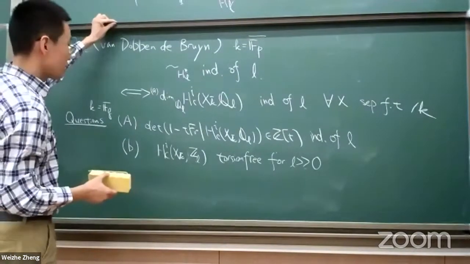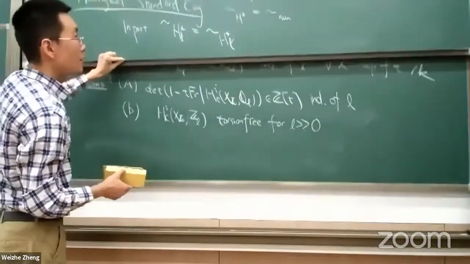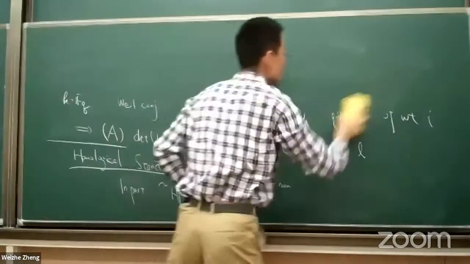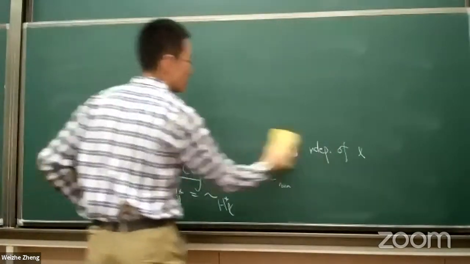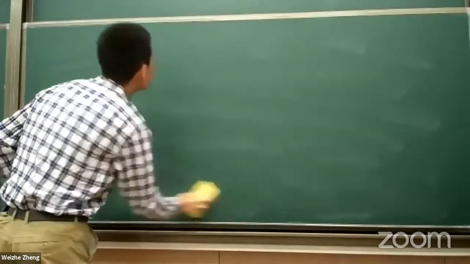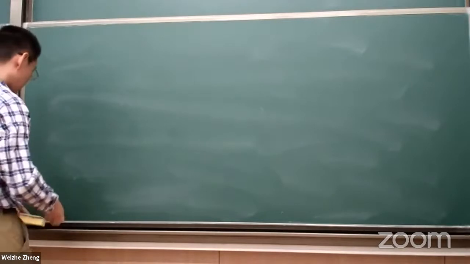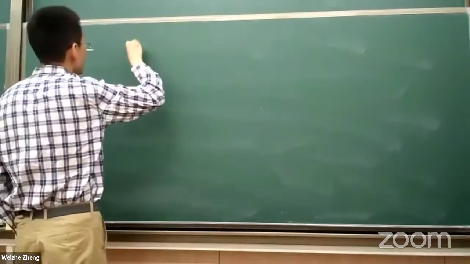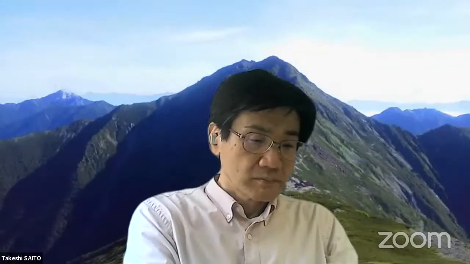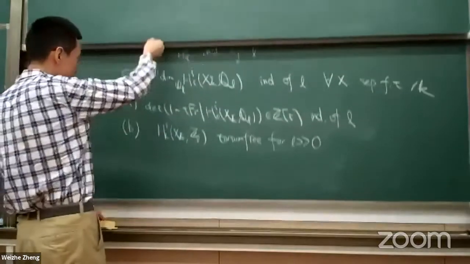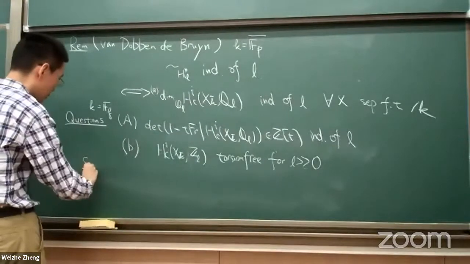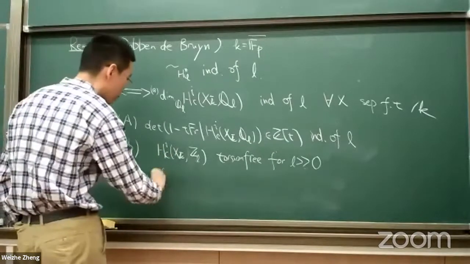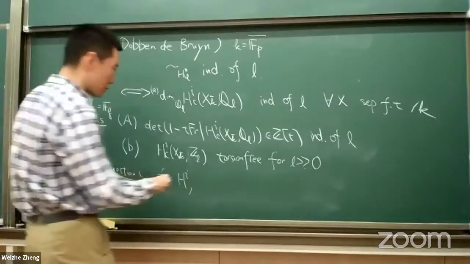Now, let me summarize what we know. First of all, we can ask the similar questions, the same questions, not just for compactly supported cohomology, but also for Ext cohomology and for, let's say, intersection cohomology.